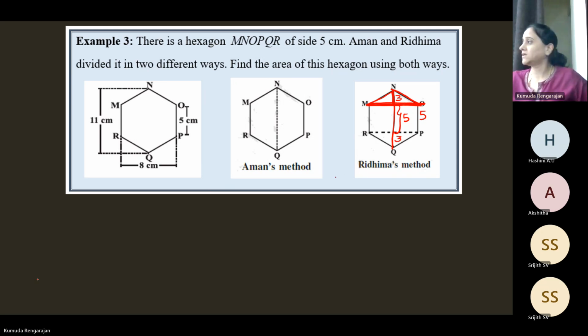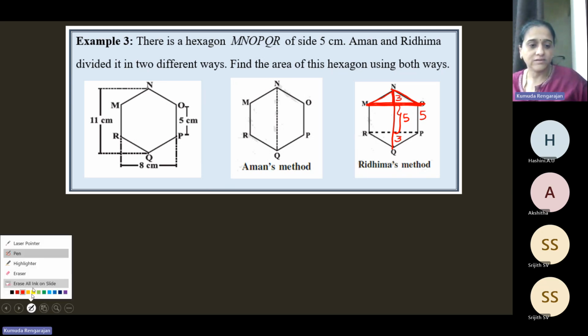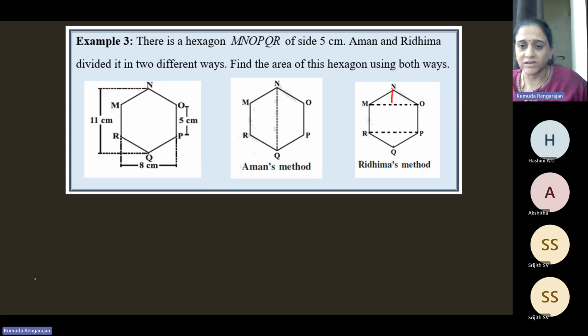I'll repeat that. See, this length is 11. Because see here, it's given here. This is 11. It's given. Now this is 5, which means this is 5. 11 minus 5? 6. That should be divided between this and this altitude equally. So 6 by 2, 3.